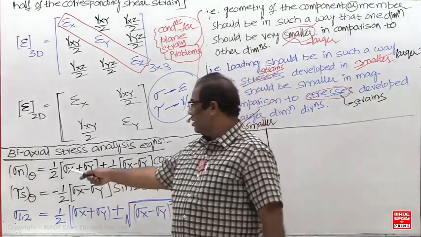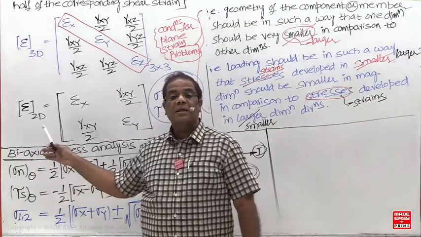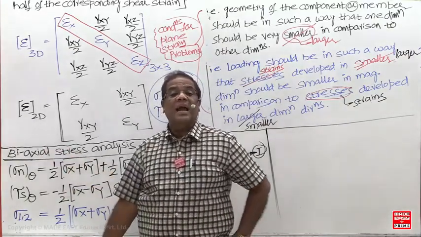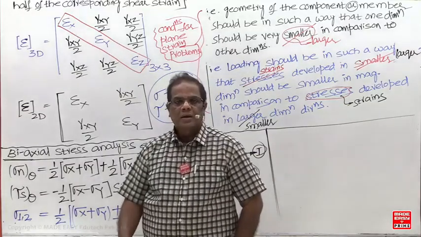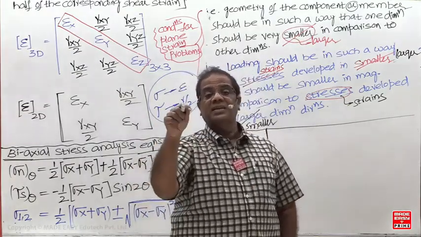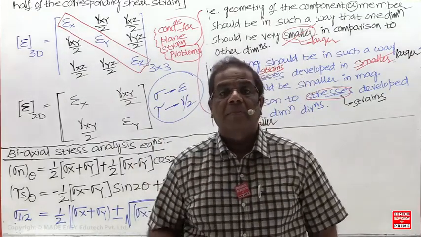And what did I write yesterday? We got the normal stress at an angle of theta. What is the sum of the normal stress at an angle of theta and at an angle of 90 plus theta? How did we get it? Normal stress at theta plus normal stress at 90 plus theta. How much do you get now? Sigma x plus sigma y.